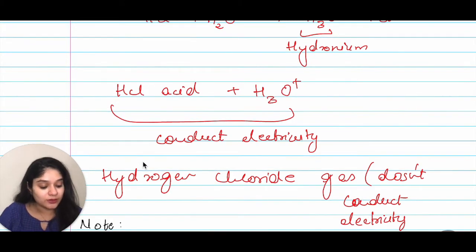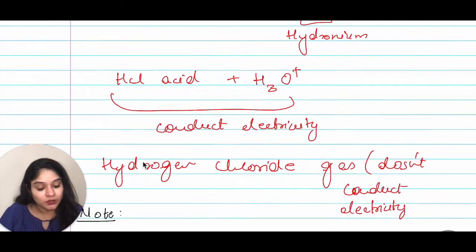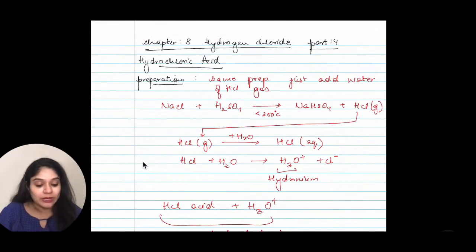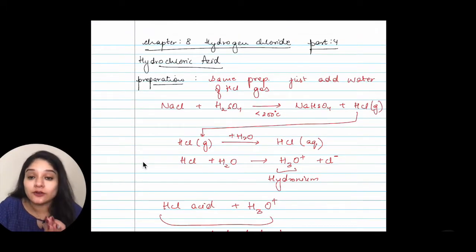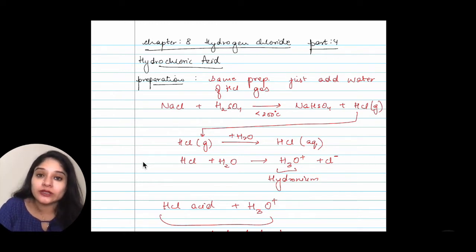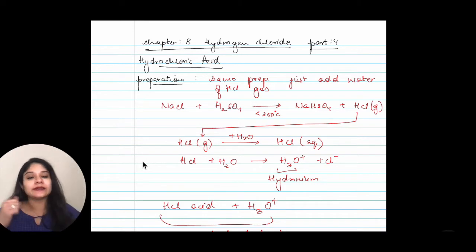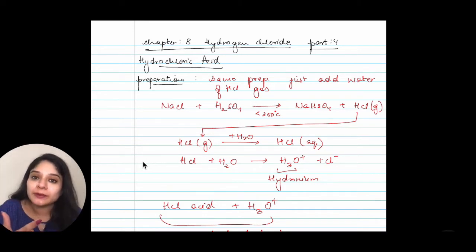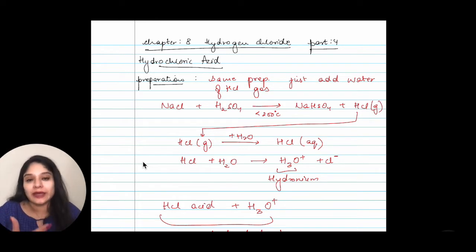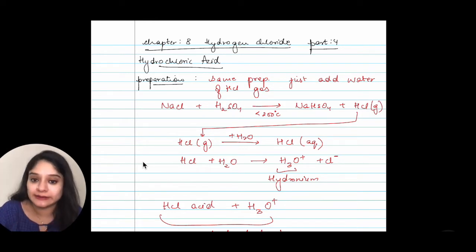Now let's look at similar points in notes. So far what have we done? We have done that hydrochloric acid has the same preparation as hydrogen chloride gas. You mix water in it and you get the aqueous solution, which is your hydrochloric acid. Because of the presence of hydronium ion in hydrochloric acid, it is a good conductor of electricity and it turns blue litmus paper red, showing the acidic character of the hydrochloric acid.